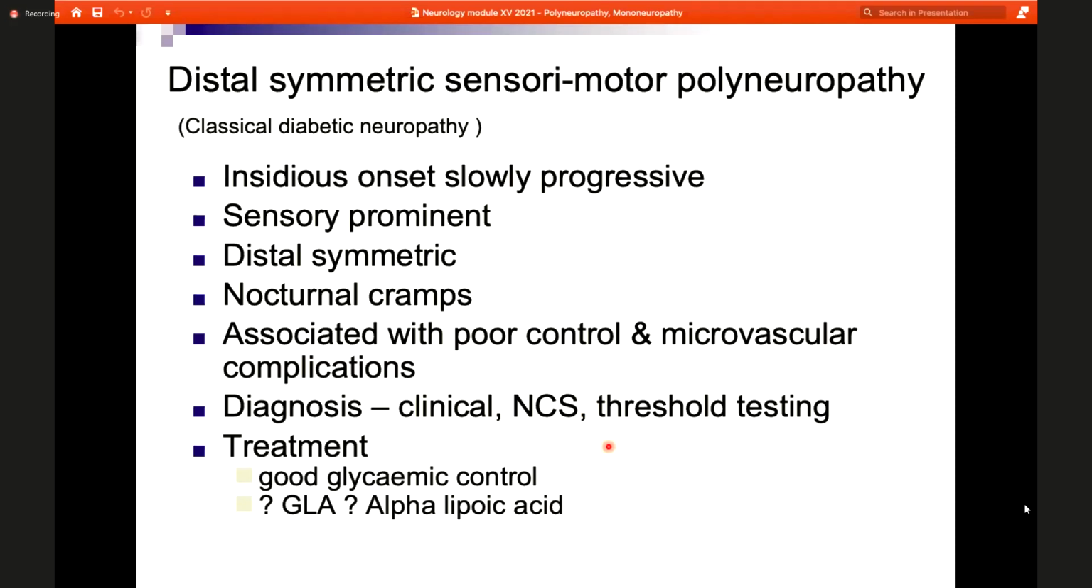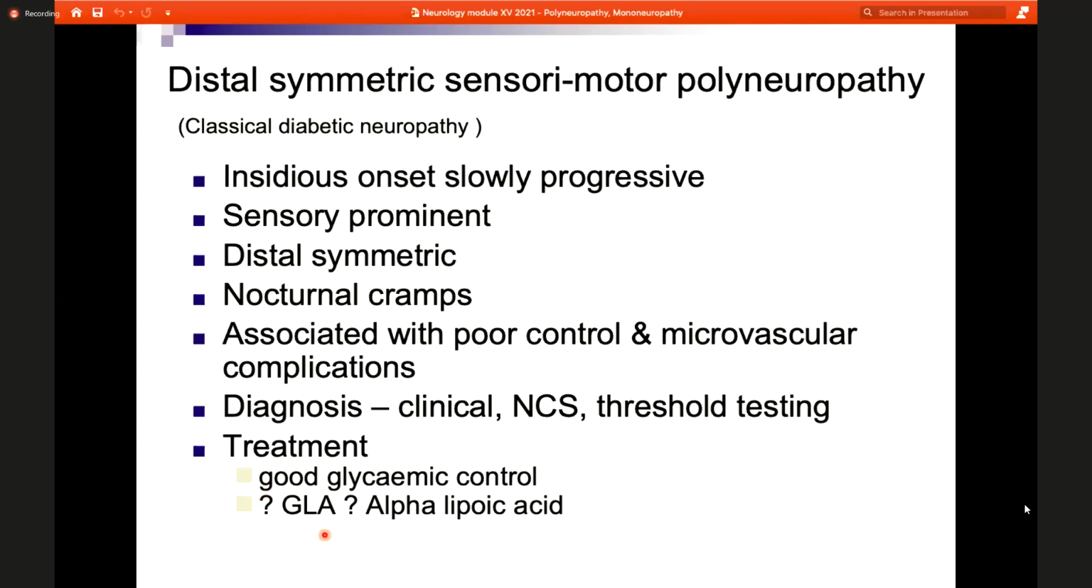And you can screen for diabetic neuropathy by threshold testing. You can use a monofilament test for this purpose. If you visit the diabetic clinic, you might come across this. Then the treatment. The best treatment is good glycemic control. There is no proper specific treatment.